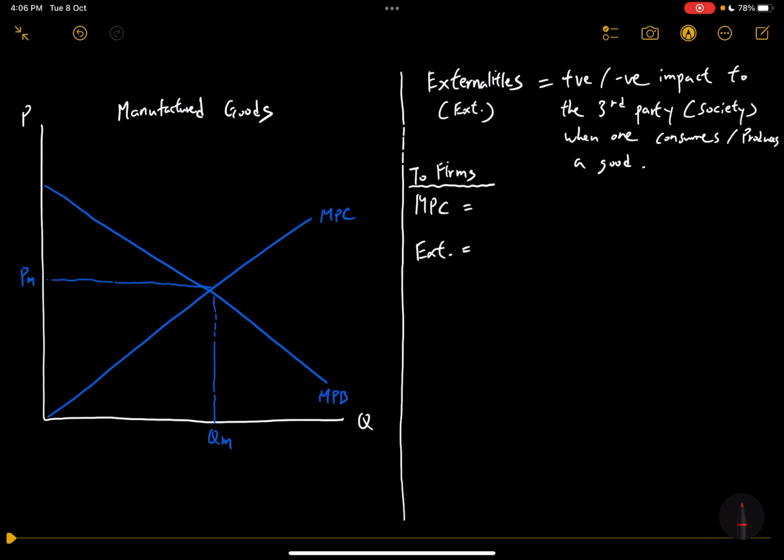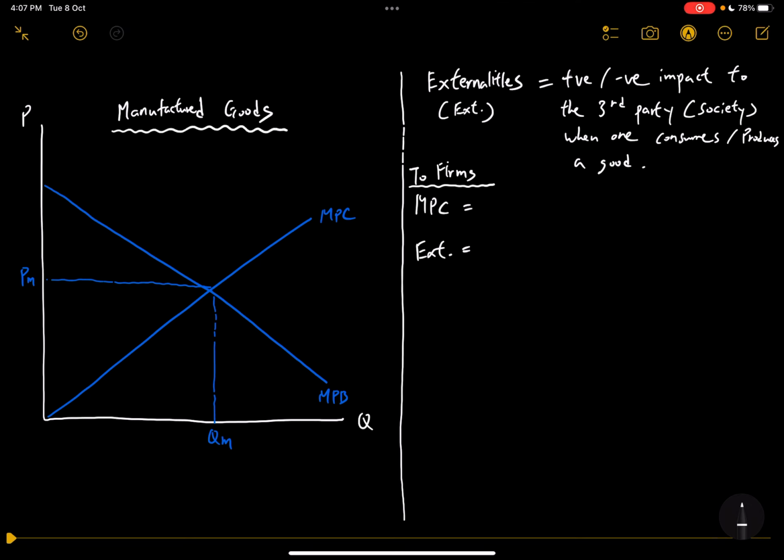But before we talk about this particular case, one particular terminology we must understand is called externalities. What does it mean by that? Externalities are an impact. It can be positive, it can be negative, but this kind of impact is on a third party, or you could say on the society, when we are consuming something or producing something. Now, the case that we're going to talk about uses manufactured goods.